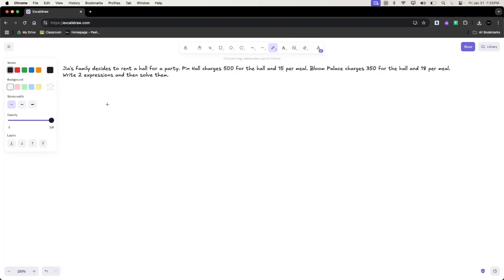All right, here is another algebra or linear equation sort of problem. Gia's family decides to rent a hall for a party. Pin Hall charges $500, so this is a flat fee, meaning that it's always going to be $500. No matter what the circumstances are, what type of variables are involved, you are always going to have to pay this $500, and this is for the hall itself.